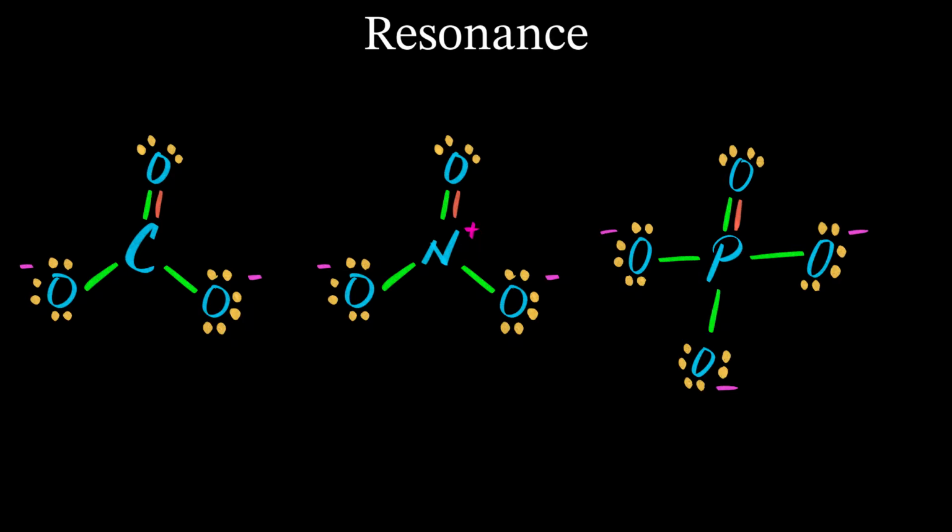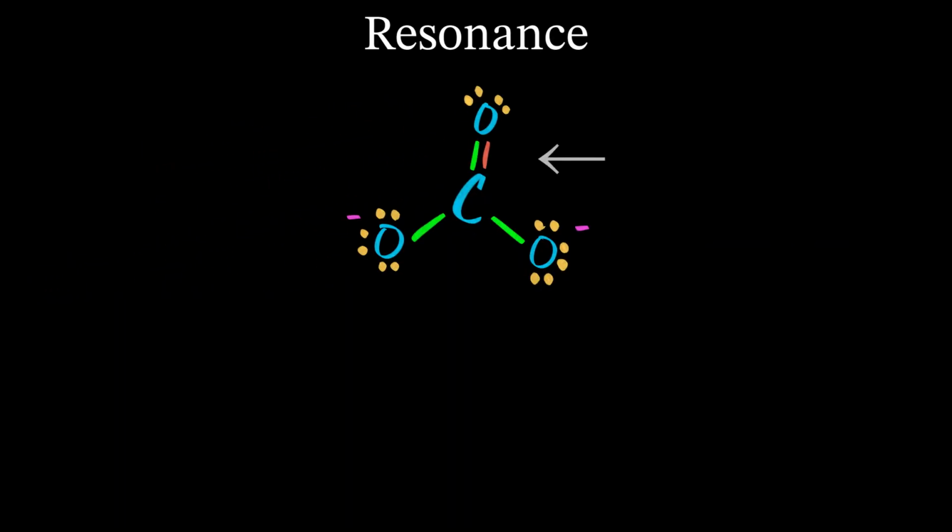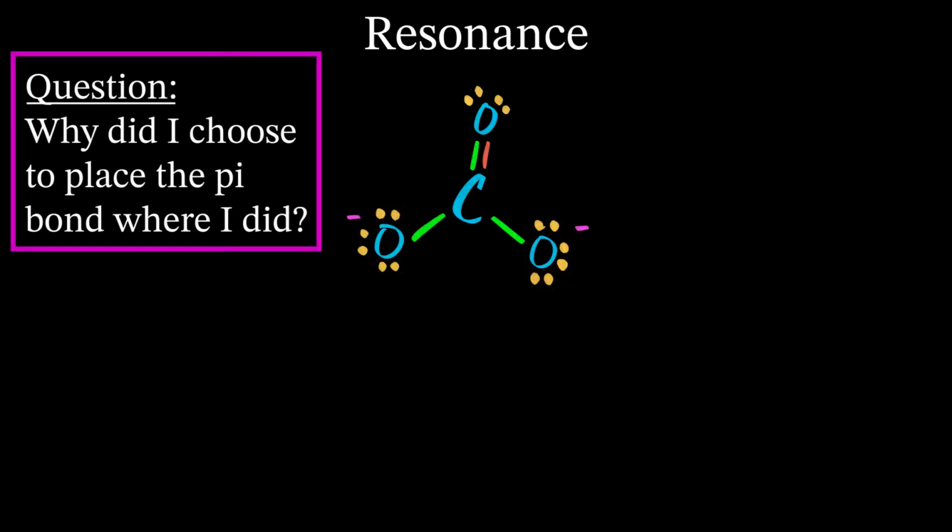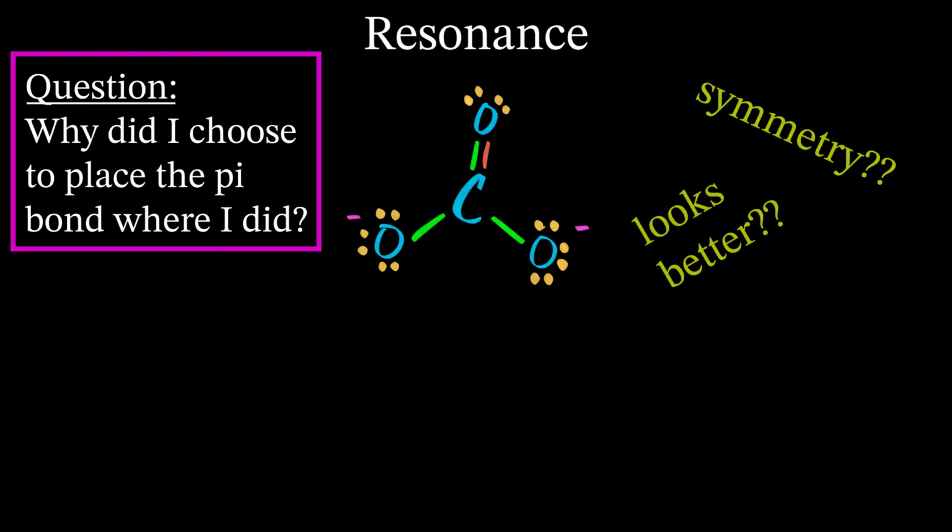Okay, so let's zero in on carbonate first. This pi bond right here between carbon and this particular oxygen could also have gone to either of the other two oxygens as well. So why did I choose the top oxygen in the structure? Well, the reason I personally chose to put the pi bond between carbon and that top oxygen is because I like symmetry. And I think it looks better than if I were to put it on one of the side ones, because that would throw the whole thing off.